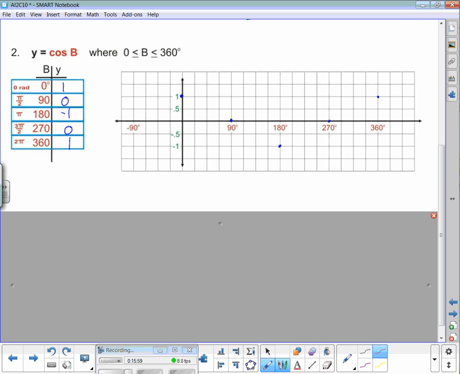So again, now the key is to try to, with a smooth curve, connect the dots. Cosine is so much harder to draw, at least for me. It doesn't look pretty, but... So again, that's one wave, that's one period from 0 to 360.